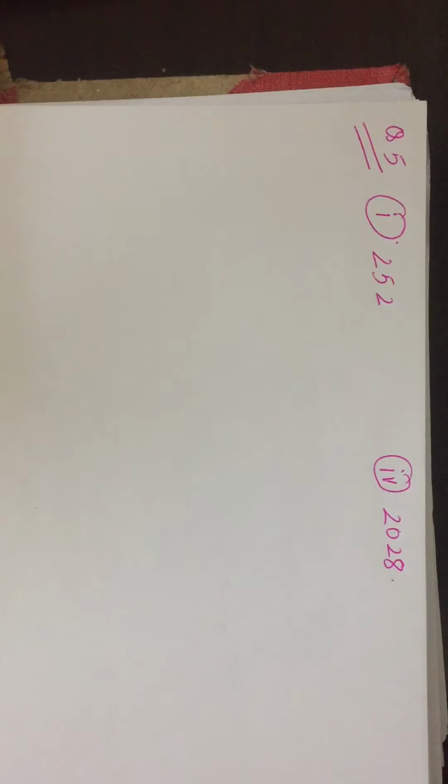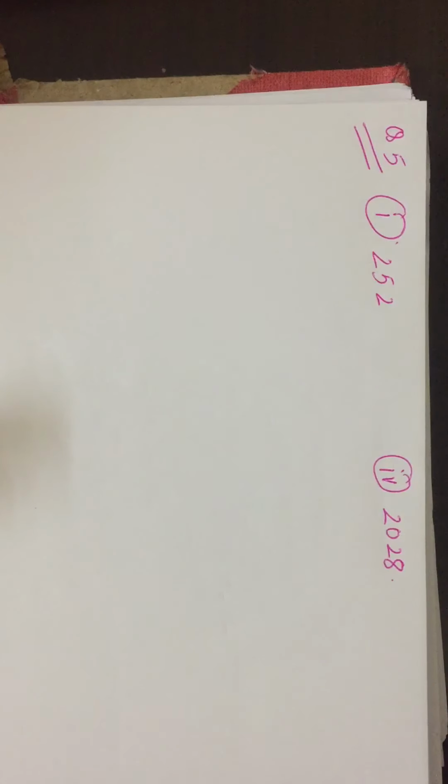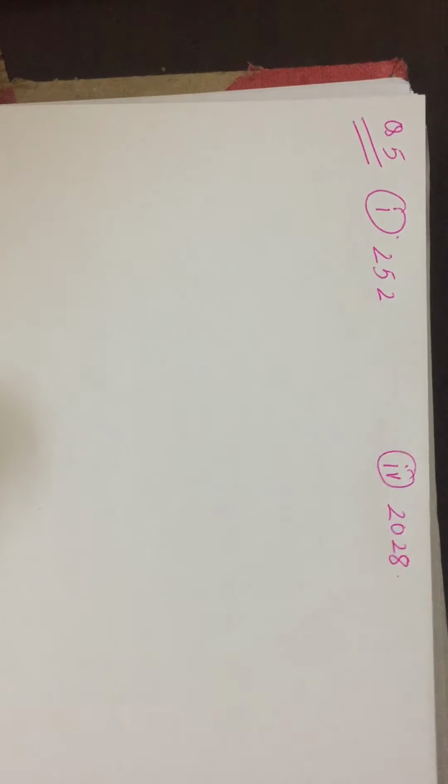Now students, I am going to explain two problems of question number 5, and the rest of the problems you must try by yourself. What is question number 5? Exercise 6.3. For each of the following numbers, find the smallest whole number by which it should be multiplied so as to get a perfect square number. Also find the square root of the square number so obtained.